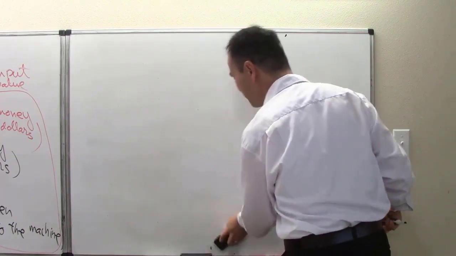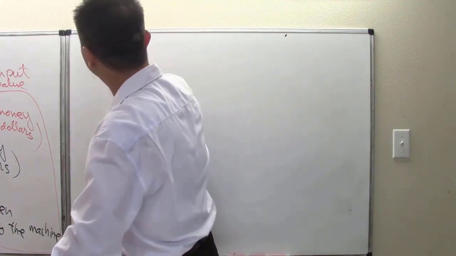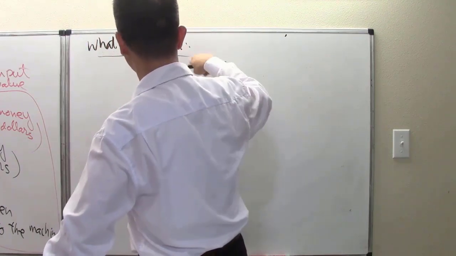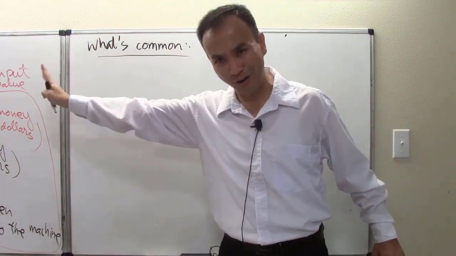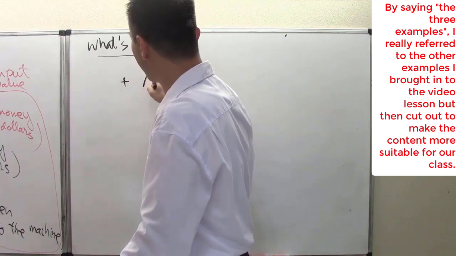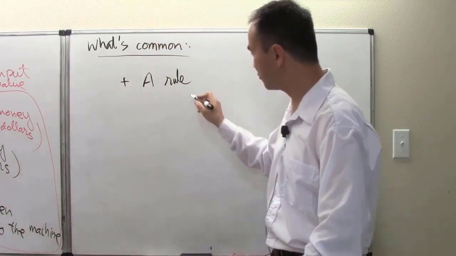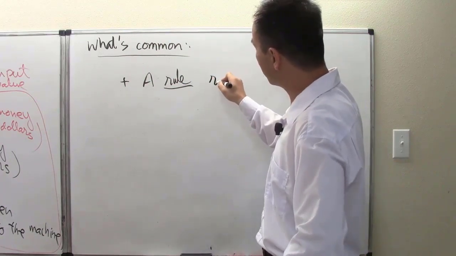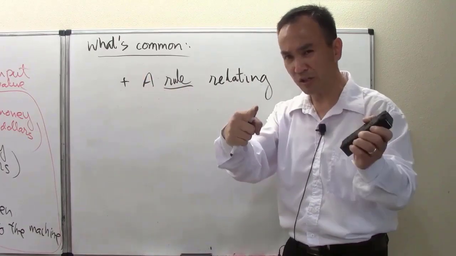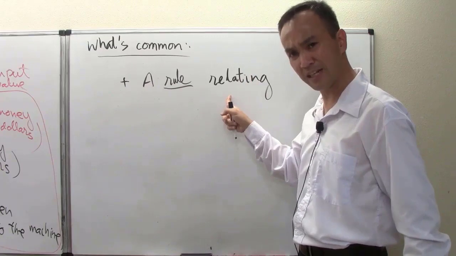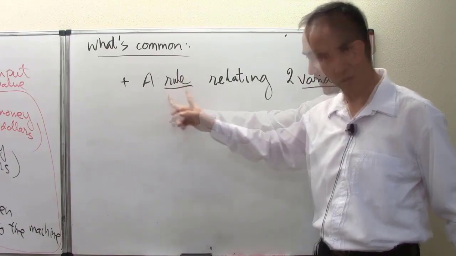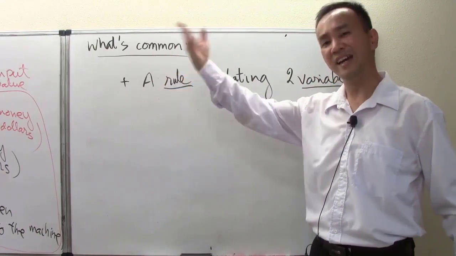All right, I've mentioned it, but now let's formally write it down. What's common here is what's common among the three examples that I brought up. The number one most important thing is a rule. Any one of those I brought up, it's a rule. It's a rule that's relating. We're taking one value, inputting it, and then we determine the output. So in the end, input and output are related. That's why I'm using this term. It's a rule relating the two variables, the input variable and the output variable.